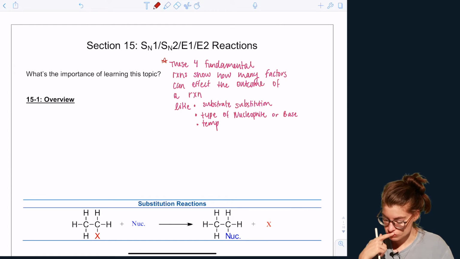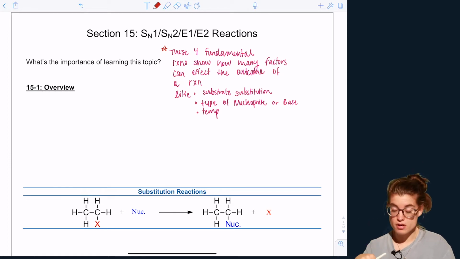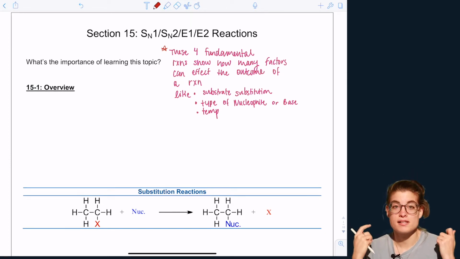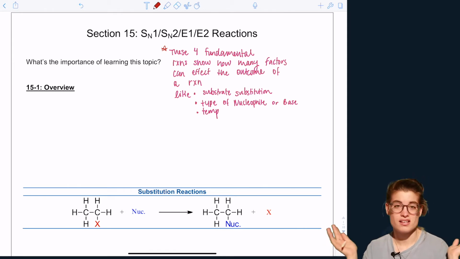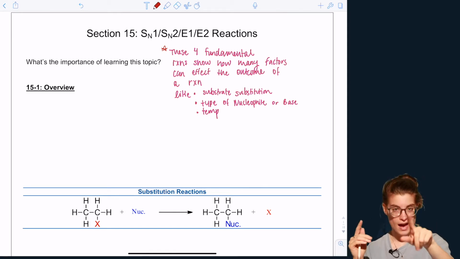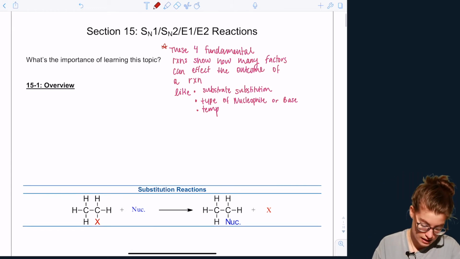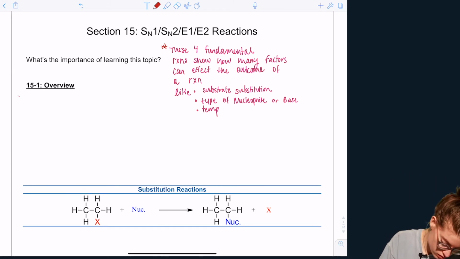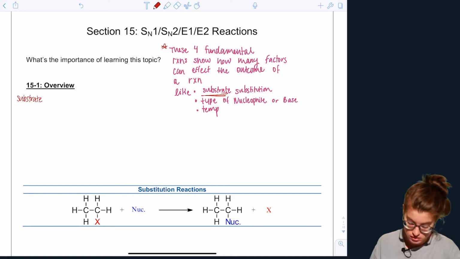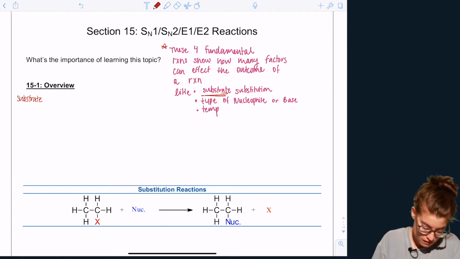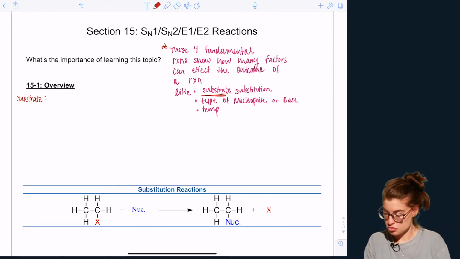Okay, so before we jump into it, I want to talk to you about some definitions because I'm going to be using words and you've got to know what they mean. All right, so first word is substrate. I already used that word right there. Boom, substrate, substitution. Okay, so what is substrate?